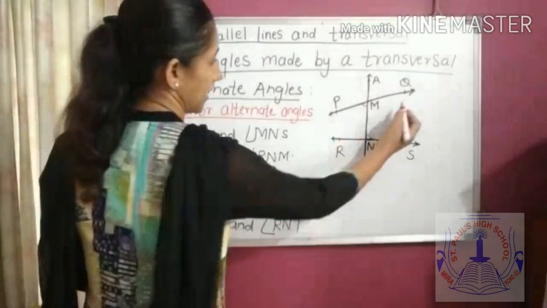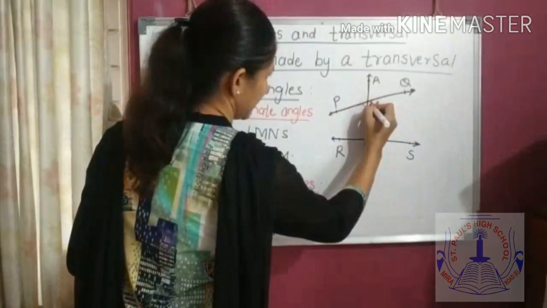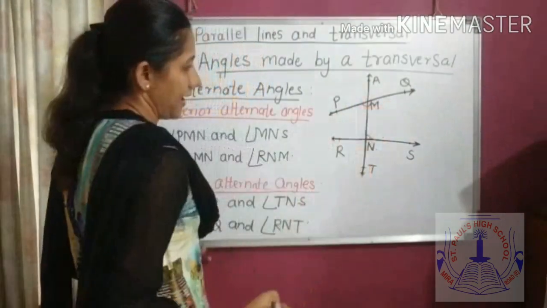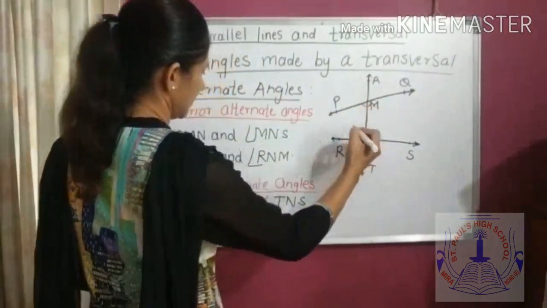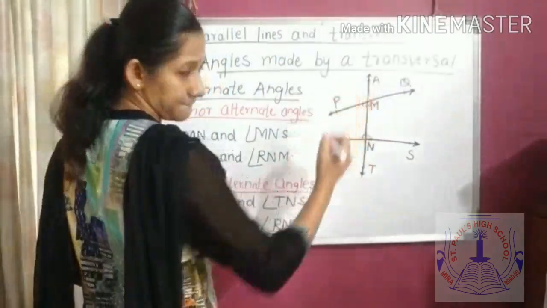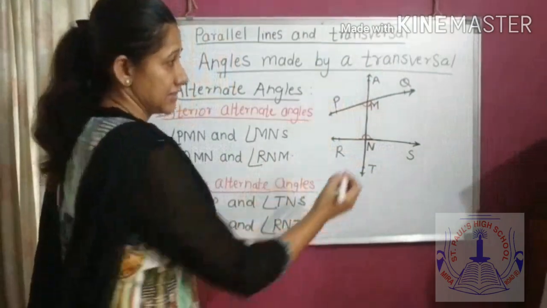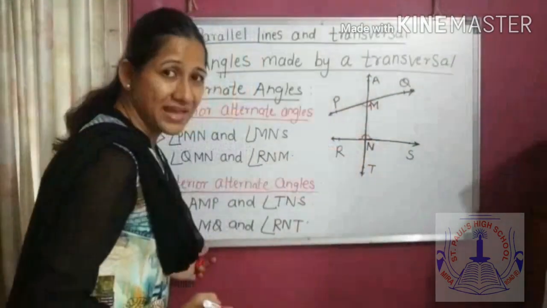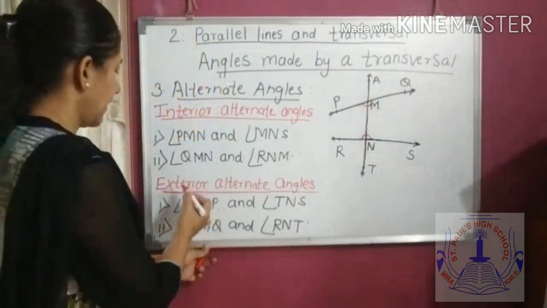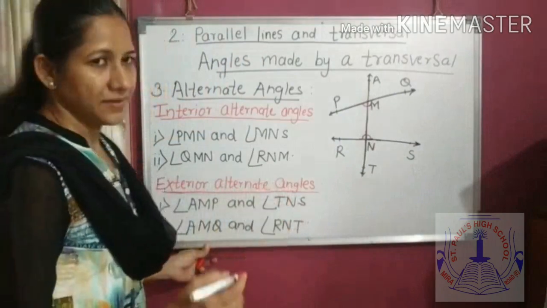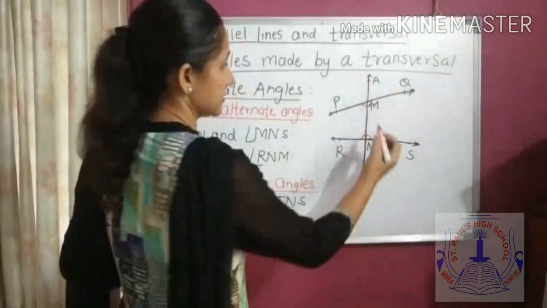So this is one of the pairs of alternate angles, and the next pair will be angle QMN and angle MNR. Angle QMN is over here, this angle, and angle MNR is this angle. So this is another pair of alternate angles. Since they are inside the given pair of lines, they are called interior alternate angles. Clear? Next is exterior alternate angles. As I mentioned earlier, these are angles on the outside of the given two lines.